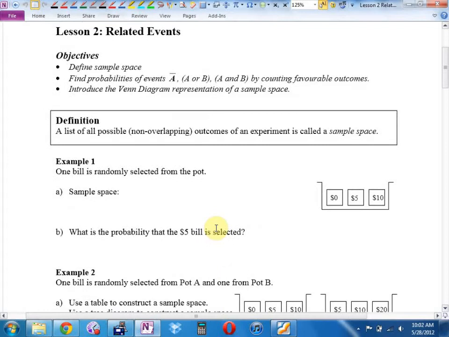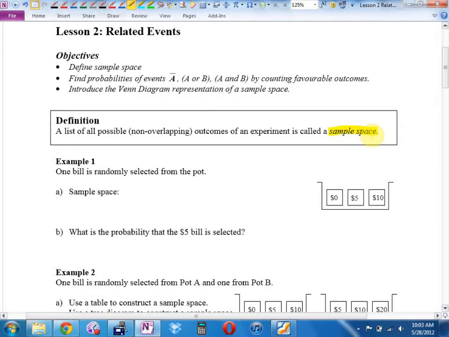First thing we want to define is a sample space. A sample space is a list of all of the possible non-overlapping outcomes of an experiment. For example, what's the sample space for a die? Rattle them off individually. 1 or 2 or 3 or 4 or 5 or 6. And you notice I said or, there's no overlap.